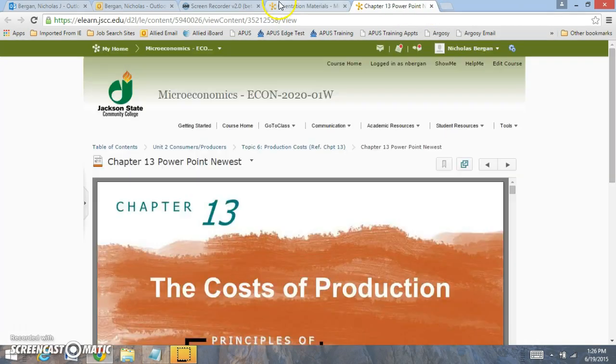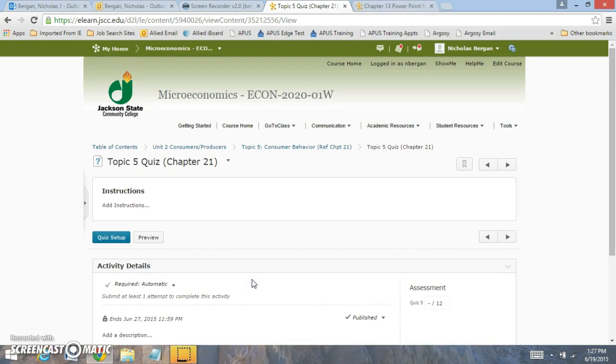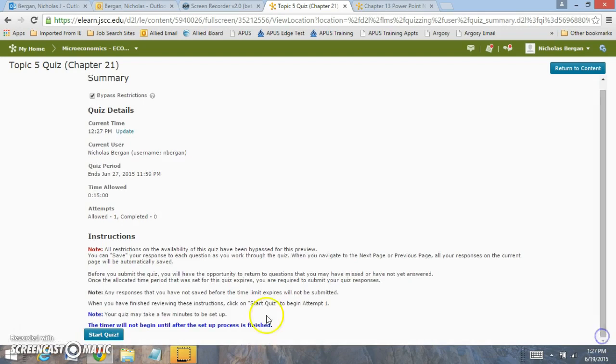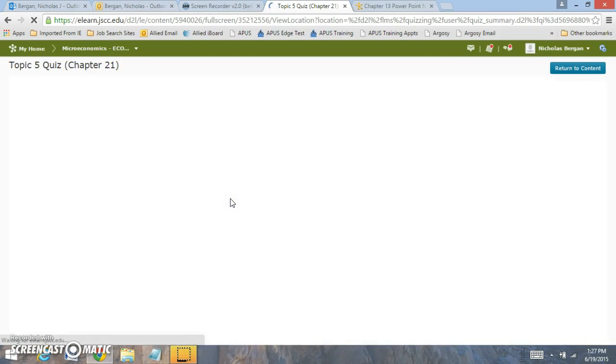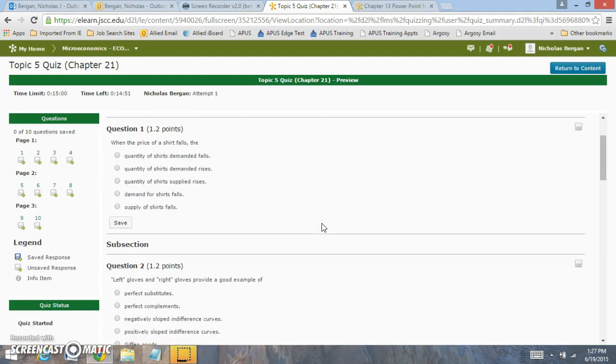Now let's look at some of the questions that you might find for topic 5 when we look at indifference curves. Now, when the price of a shirt falls, this is going back to the quantity demanded. So if the price of a shirt falls, quantity demanded will change. Look at the law of demand.